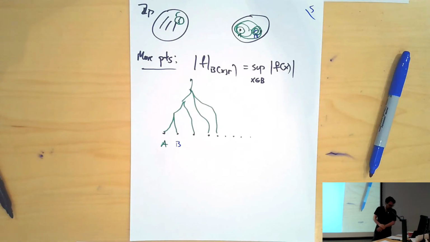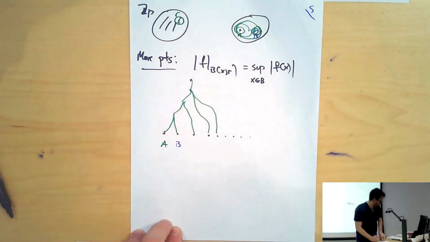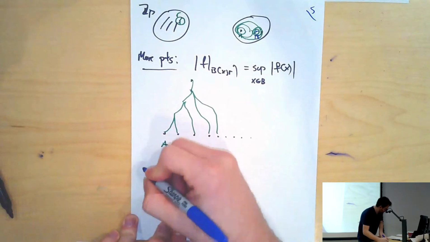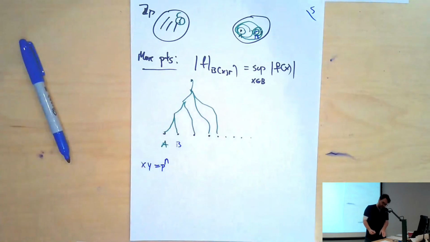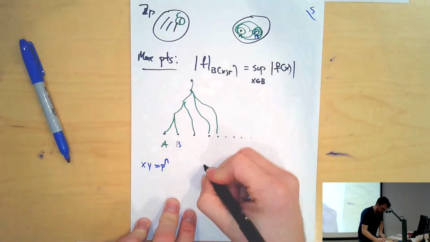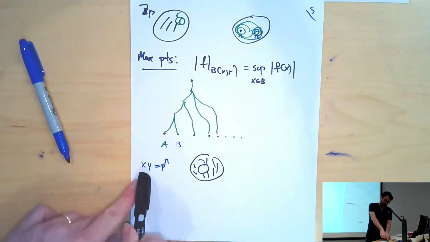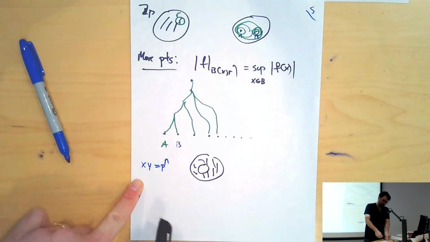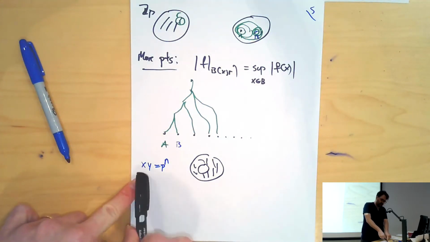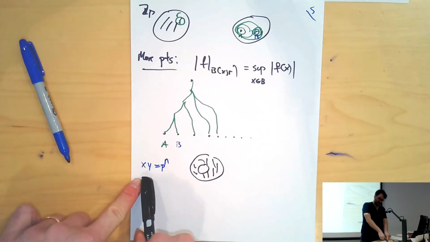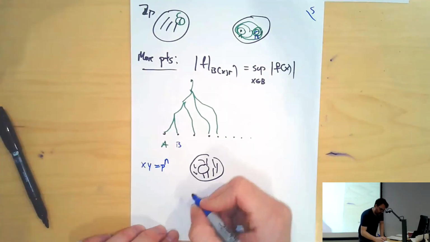So let's do one other example. Remember that the local equations for a node look like xy equals p to the n. I claim this is an annulus. So look, if you specify x, you can solve for y. Neither x nor y can be 0 because of this equation. And then you have an upper and lower bound on the valuations of x and y. That's an annulus. On the other hand, the Berkovich picture looks like this.